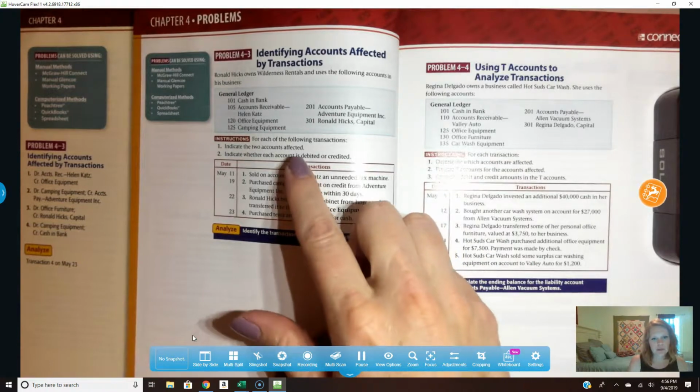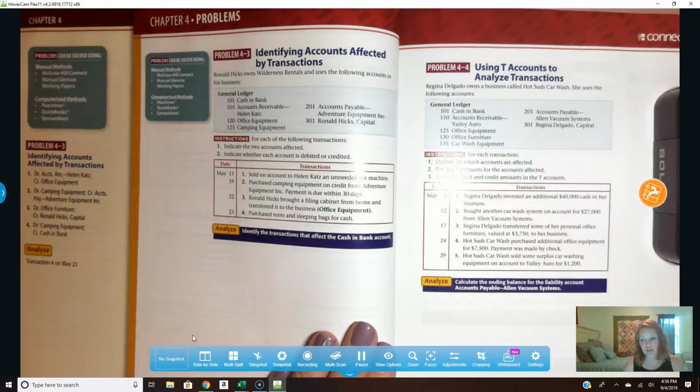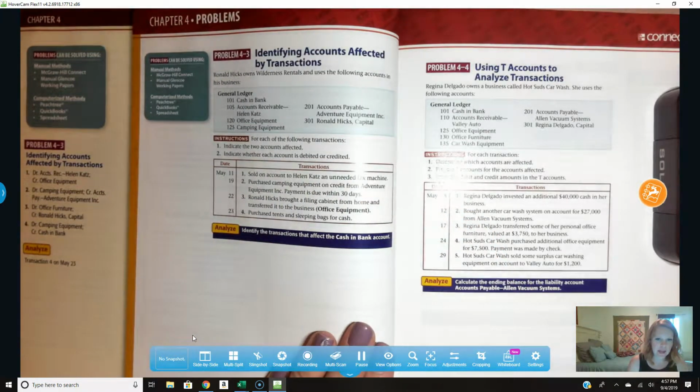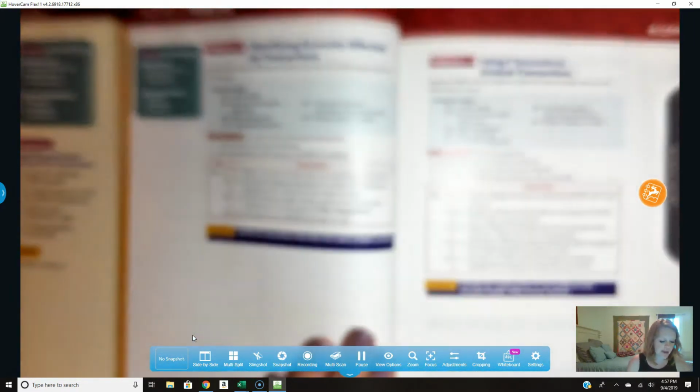For 4-3, we're going to indicate which 2 accounts are affected. Remember, we always have 2 accounts affected no matter what, at least 2. Sometimes there's 3, sometimes there's 4, but it is always at least 2. Then we need to indicate if the account is debited or credited, and we have to make sure we're using these accounts here, okay?